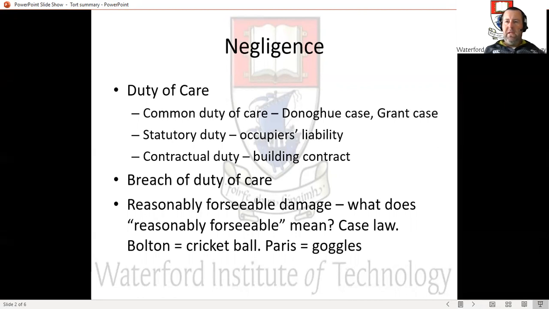But she successfully argued that the manufacturer of the product owed a duty of care to the ultimate consumer, who in this case was her, to ensure so far as possible, or at least reasonably possible, that she wouldn't suffer an injury due to their negligence. So she was successful in that case.